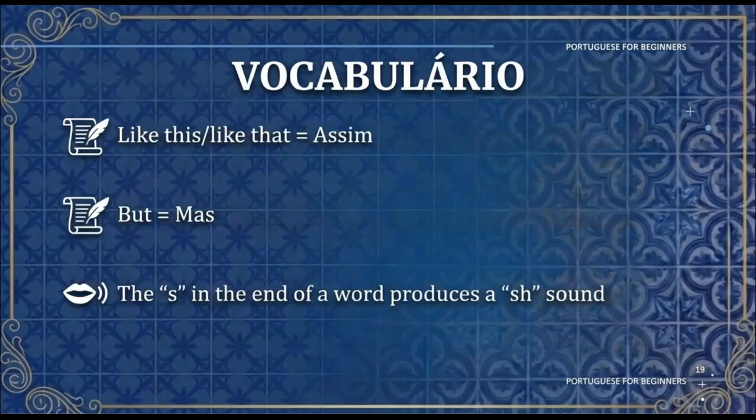Let's now add more words into the ones that we already have. Adding more words into the sentences that we already have is going to help you create more intricate sentences on the long haul. The word for like this or like that is going to be the word assim. Again, very nasal. Assim. As in, it's possible like this. É possível assim. Or, is it possible like this? É possível assim?